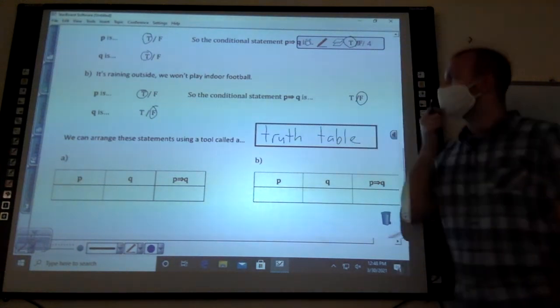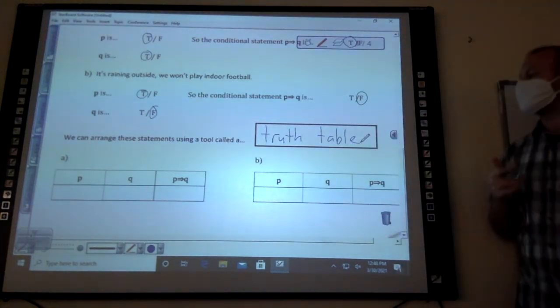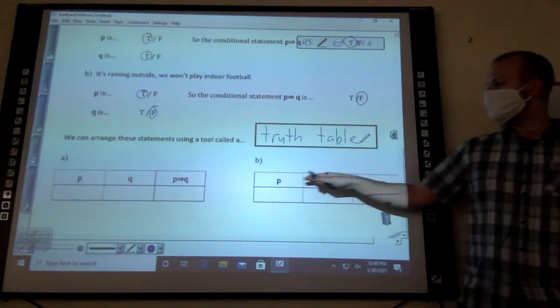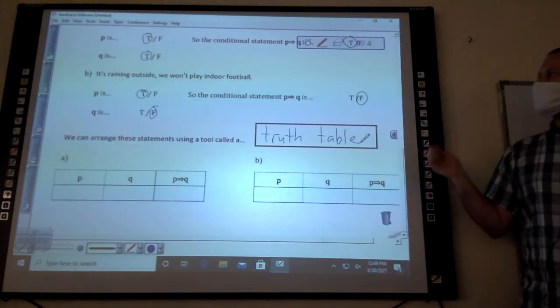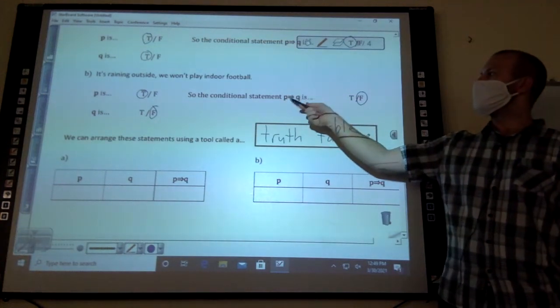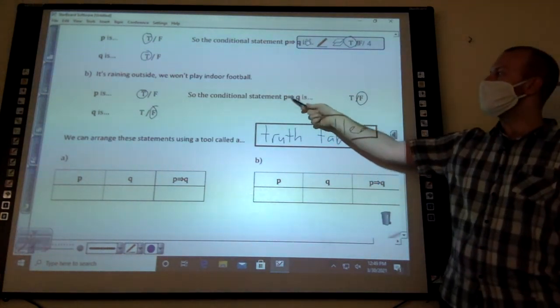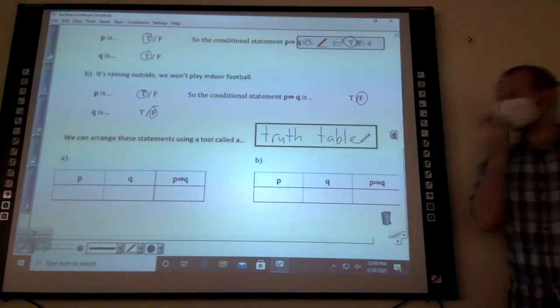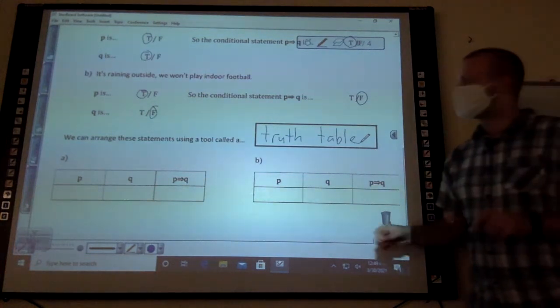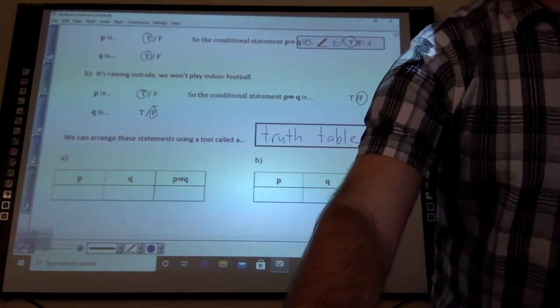And with this truth table, we can determine if the overall statement is true or false. And so you see here I'm using P and Q, and this P with the arrow to the Q means P implies Q, or if P, then Q. It's just a mathematical formula to write this out. So we can write what we just did in a truth table.